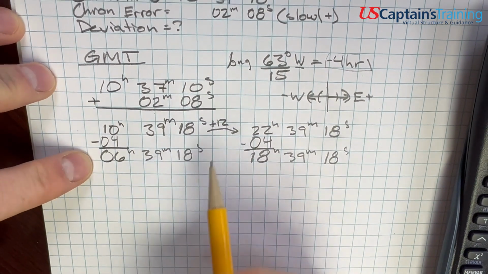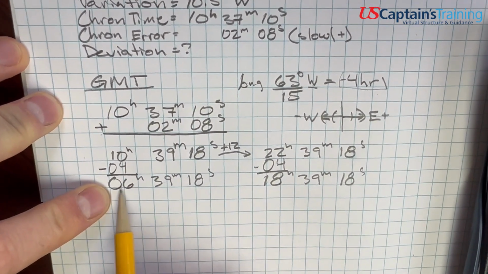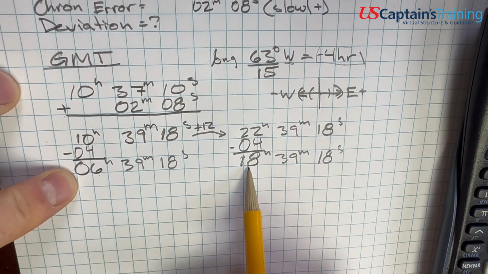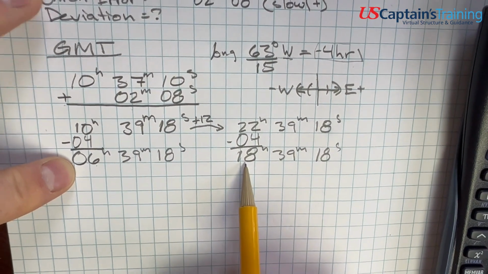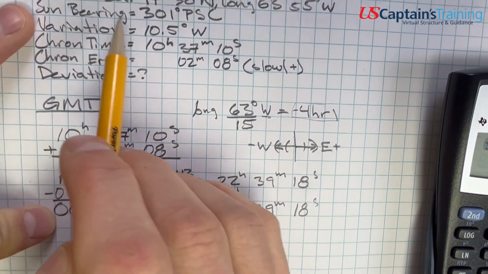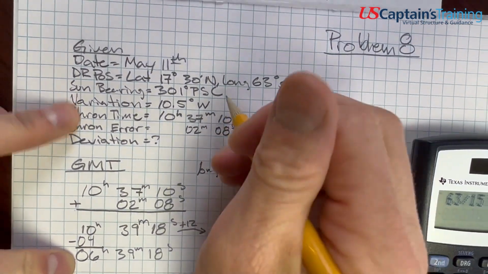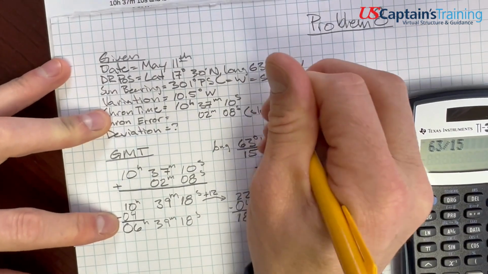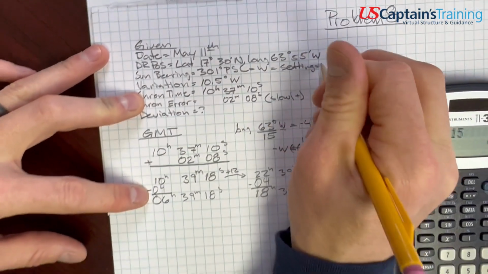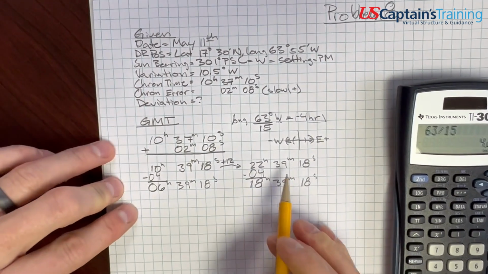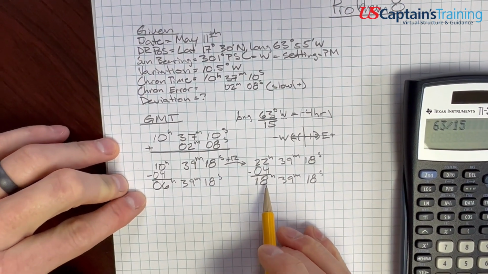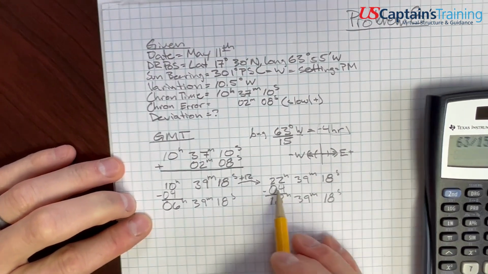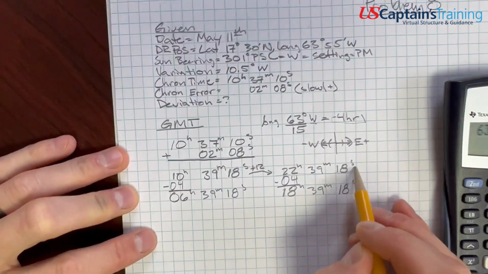Which one of these do we use? Well, this is the AM, right? 6 a.m. And this one's the PM, 6 p.m. So where are we? The sun was bearing 301 PSC when we saw it. That means it was in the west, so the sun was setting. So we were in the PM. Here we are in the PM at 1839. So here is our GMT.